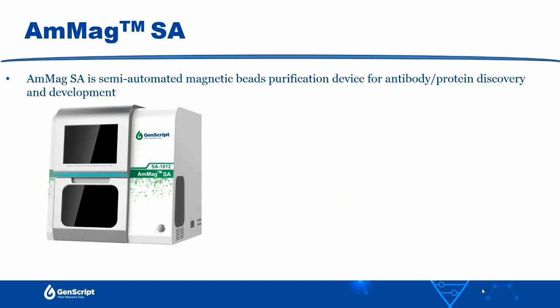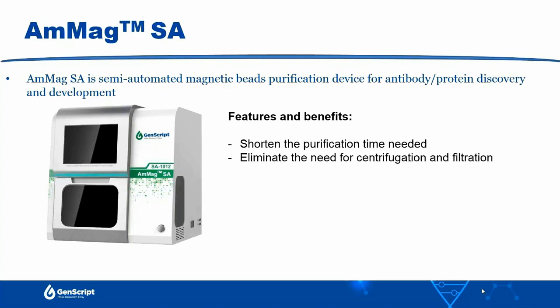Looking at our AMMAG SA, this is a semi-automatic purification device that uses magnetic beads. The features that benefit you the most are the time savings. Compared to gravity flow or other robotic chromatography systems, the AMMAG SA shortens the purification time needed. Because it's based on magnetic beads, the system eliminates the need of centrifugation and filtration of samples.